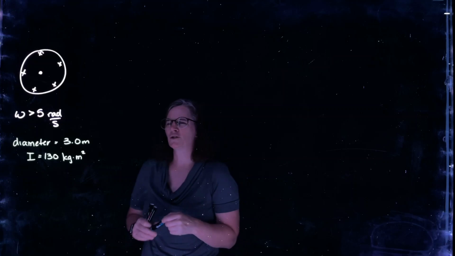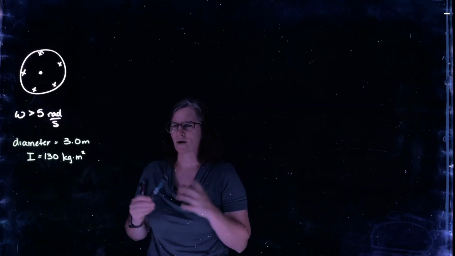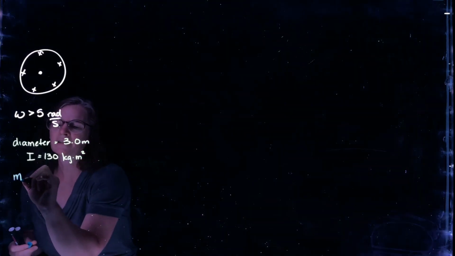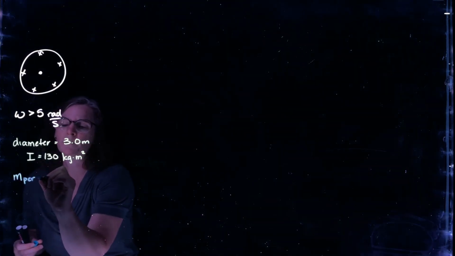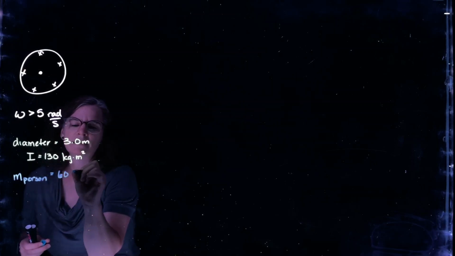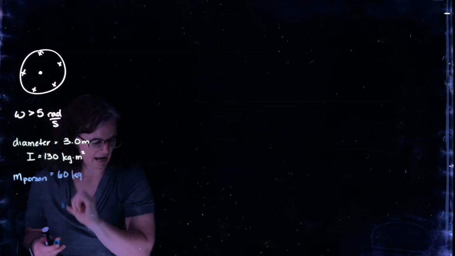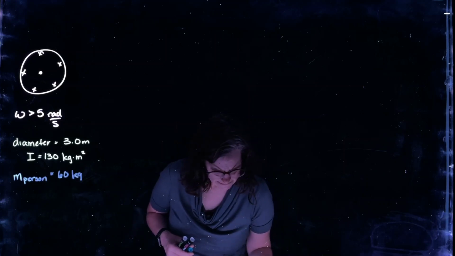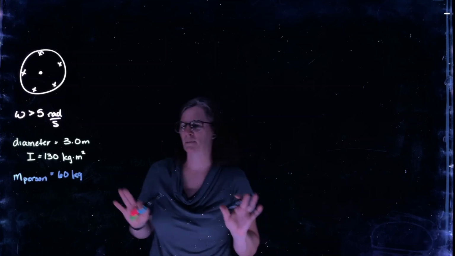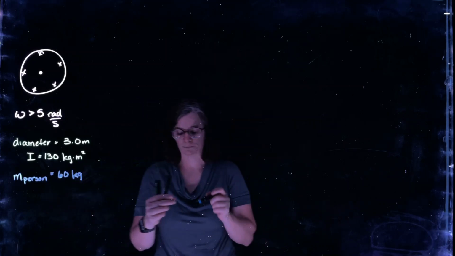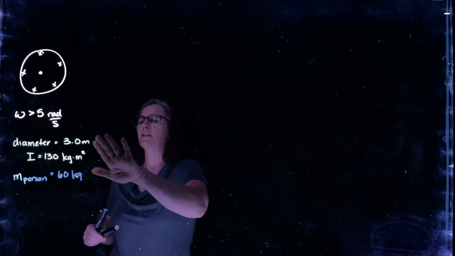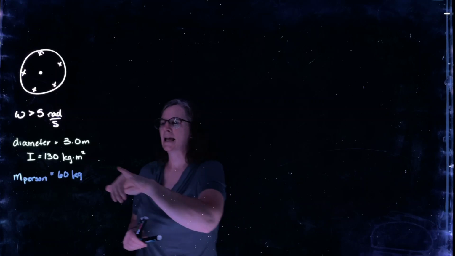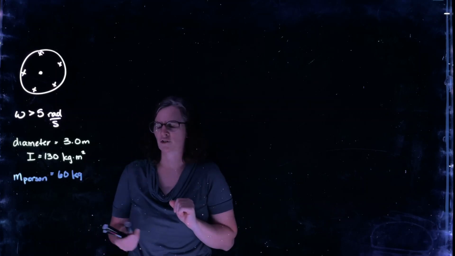We are going to group everybody into one size and mass, and we're going to say that the mass of any one person is equal to 60 kilograms. So each person has a mass of 60 kilograms. The diameter of the merry-go-round is 3 meters, and it has a moment of inertia of 130.